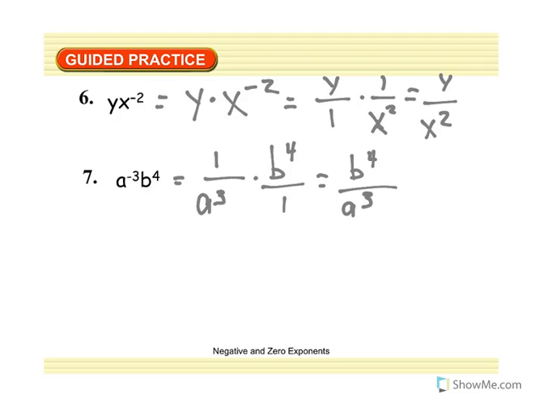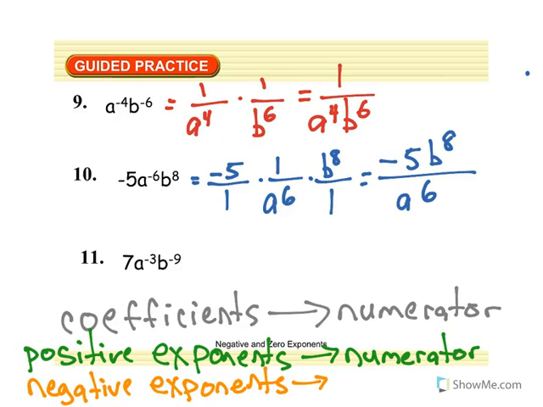With number 6, I've got x to the negative second, and x to the second ends up in the denominator. So my negative exponents will end up in the denominator, but we have to make the exponent positive.